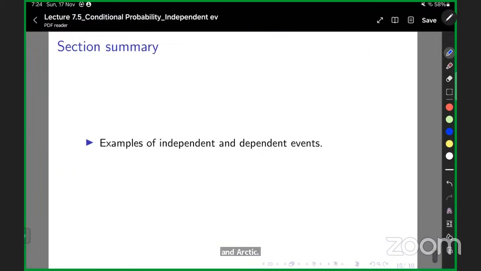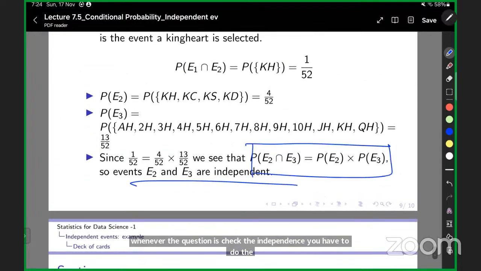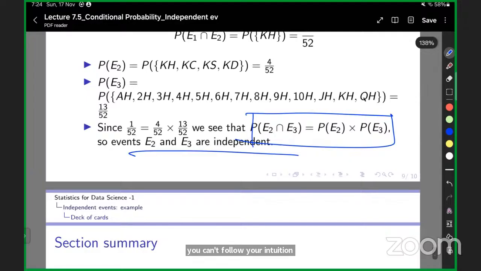So whenever the question is to check the independence, you have to do this, right? You can't follow your intuition. Otherwise, you might end up with an incorrect answer.